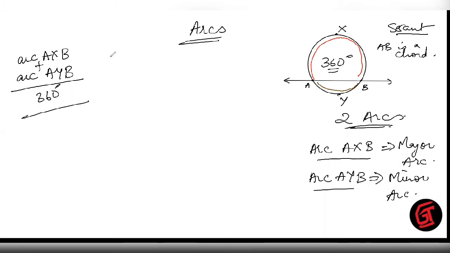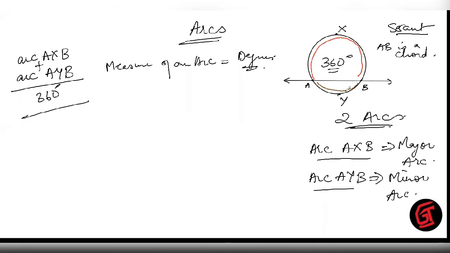So by this we come to know that the measure of an arc is always in degrees. Just as the measure of an angle is in degrees, the same way the measure of an arc is also in degrees. The circle is divided into a major arc and a minor arc, so both together are 360.